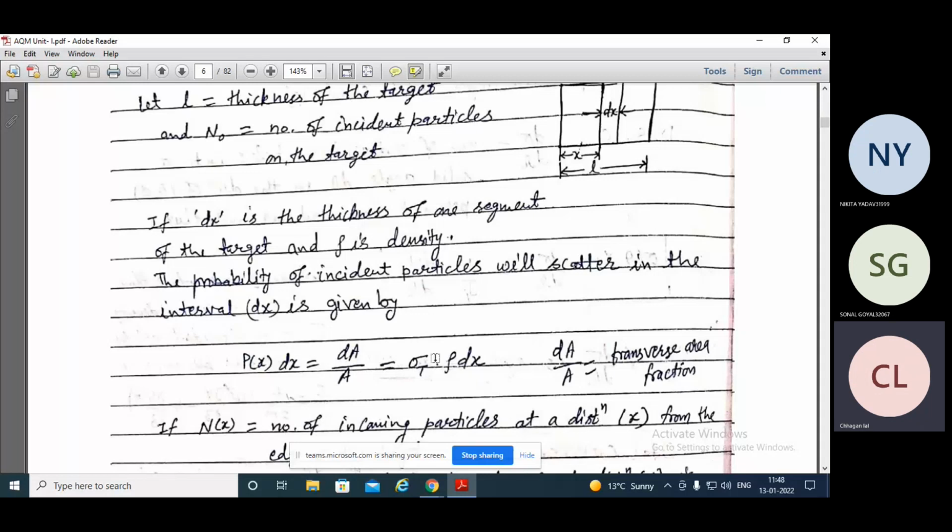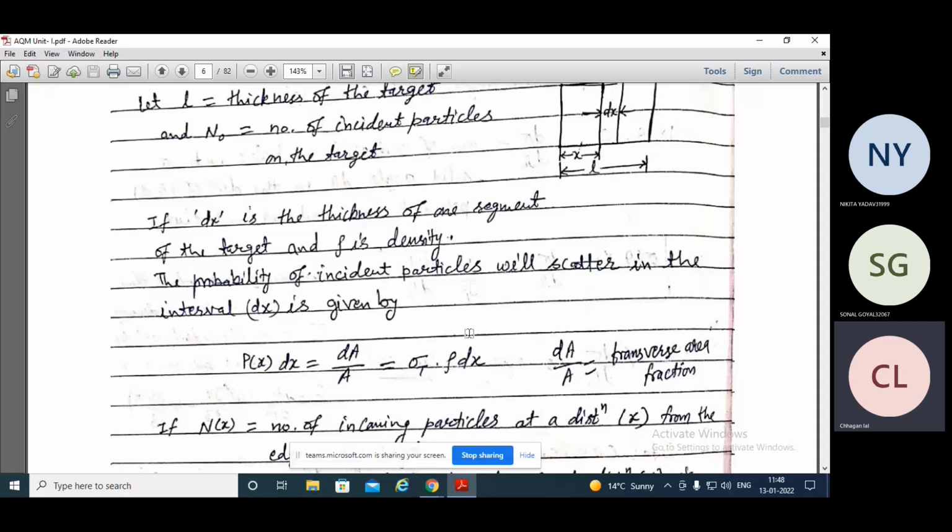So in the next term, sigma t, sigma t is the total scattering cross section, where we have one constant, like one particle incident on one target. That's why we include sigma t here. And then rho. Rho is the density of the material, because we are including only one segment dx, which is also the representation of the distance.